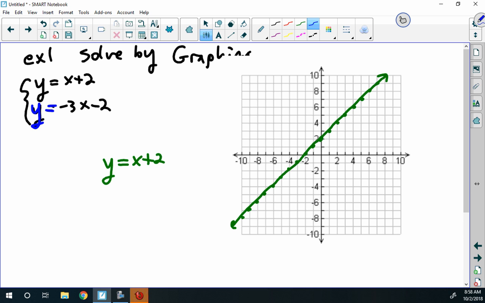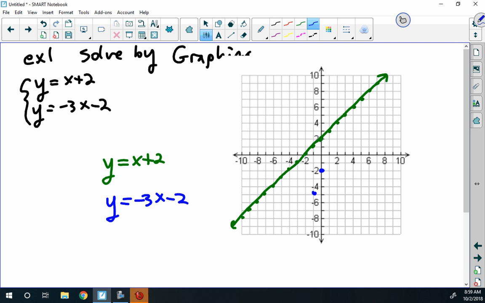This other equation, we'll do the same thing. y equals -3x, take away 2. So we're going to look at its y-intercept, which is -2, and we're going to look at its slope, which is what? The slope of this blue one here is -3. So from there, I'm going to go down 3 and over 1.